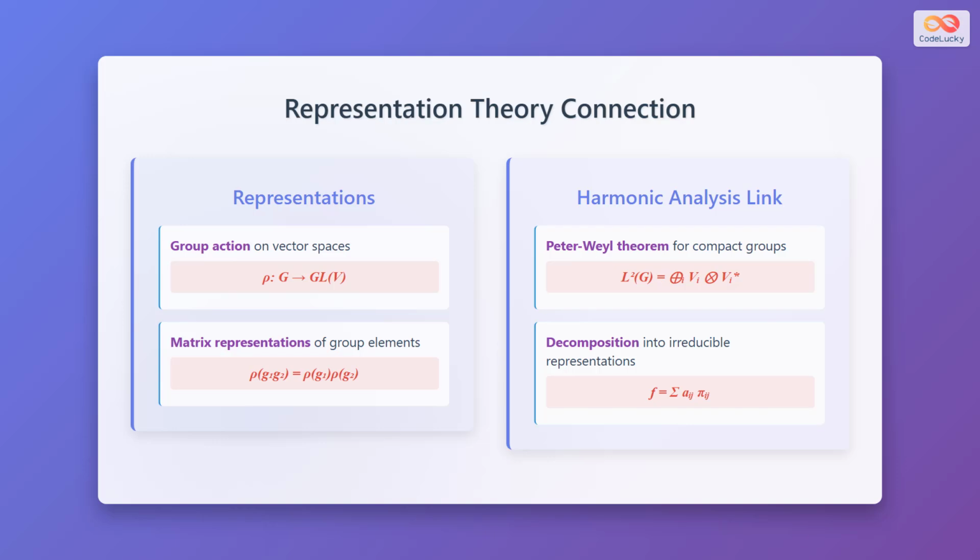On the other hand, harmonic analysis link involves Peter-Weyl theorem for compact groups, mathematically represented as L squared of G equals direct sum of Vi tensor product Vi star. Decomposition into irreducible representations mathematically represented as F equals summation Aij, pi ij.